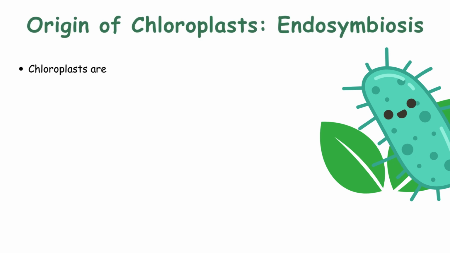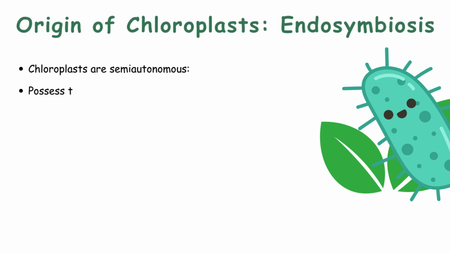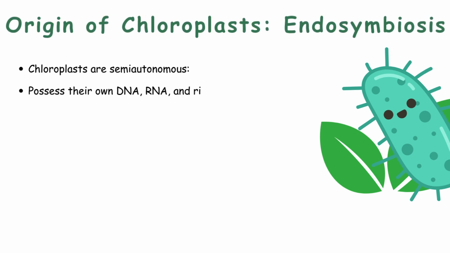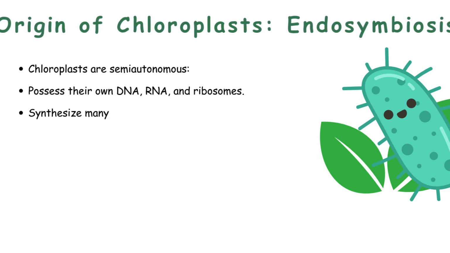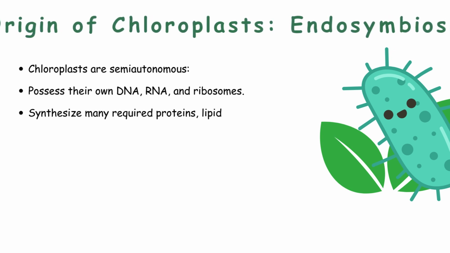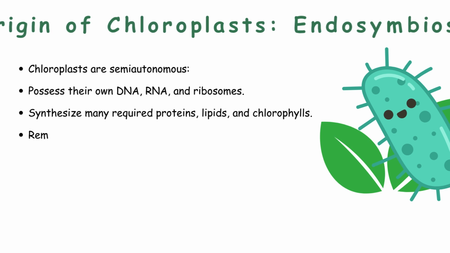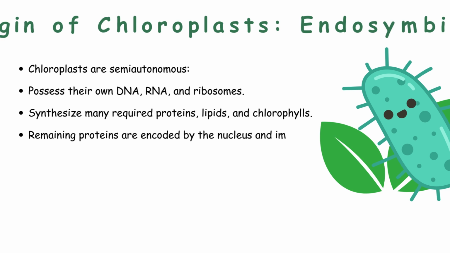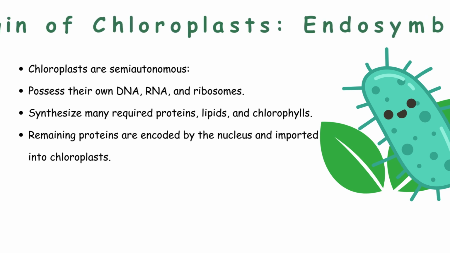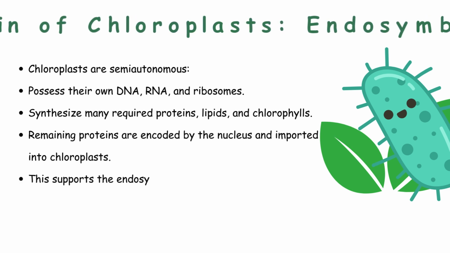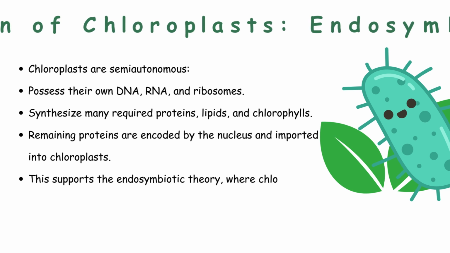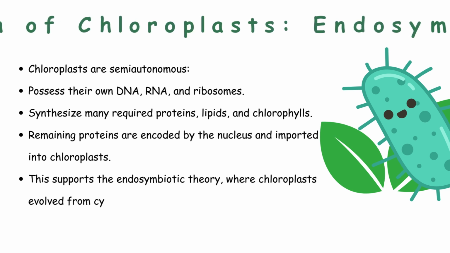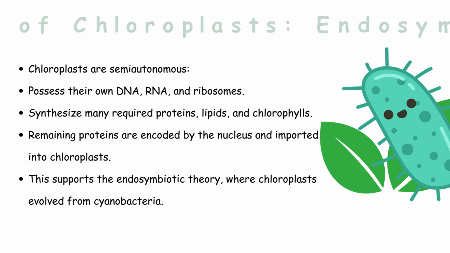Now let's take a quick evolutionary detour. Chloroplasts are semi-autonomous. That means they carry their own DNA and ribosomes and can manufacture many of their own proteins. But others still come from the nucleus. This supports the widely accepted theory that chloroplasts originated from cyanobacteria through a process called endosymbiosis.